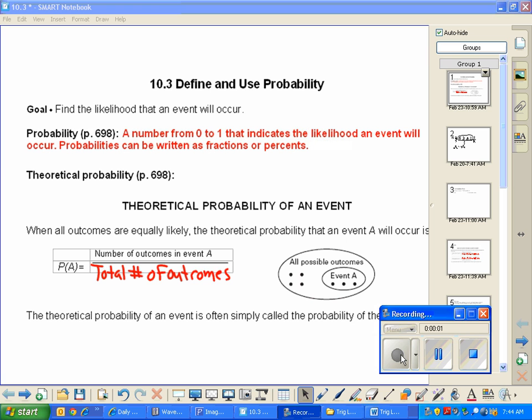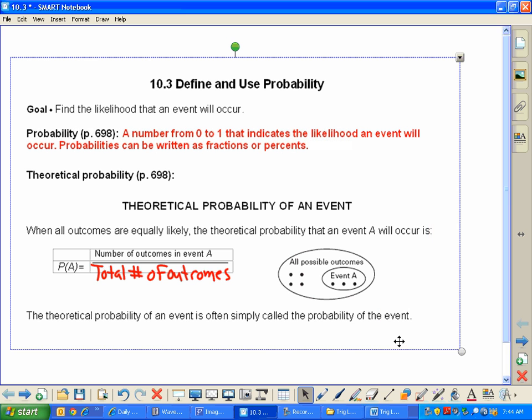Definitely eyes on the prize. We're trying to find the likelihood that an event will occur. That is our objective for today's lesson. And you see that we have some vocabulary sitting there.